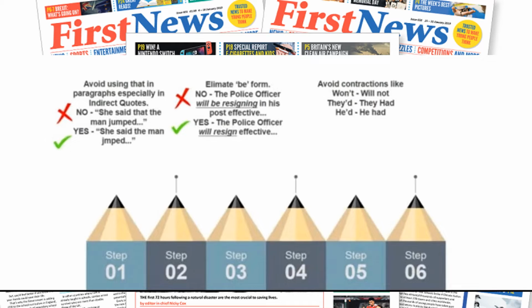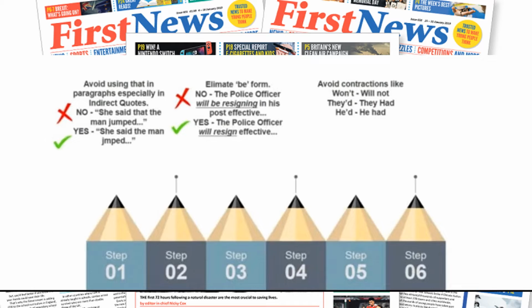Eliminate the be form. The police officer will be resigning in his post effective, then the date. So do not use be. Say instead, the police officer will resign effective. We took away be. Avoid contractions because contractions are not formal written English.